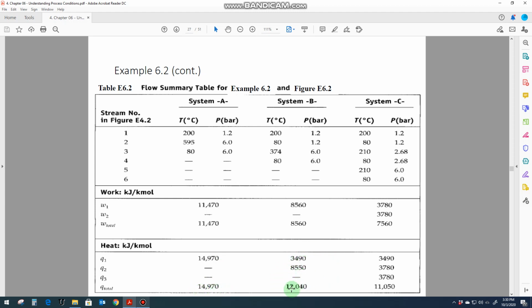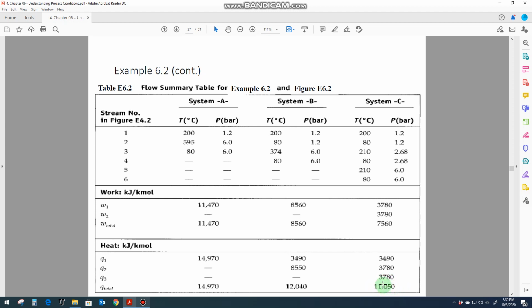In system B, you would have less heat generated in the process from the compressors. And if you have some kind of intercooling between the compressor stages, then you have less heat that can be recovered from the process.